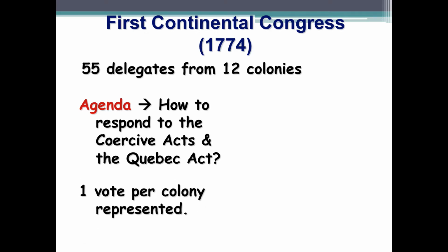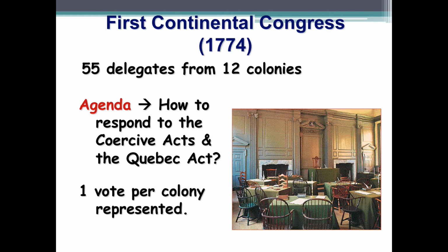Each colony was represented by one vote. No matter how many people you sent, you can send 3, 4, or 5, your colony only got one vote. It's not like these guys all agreed. They all came from different colonies. They had different objectives. They had different thoughts. For instance, North Carolina, they felt like they weren't being punished at all. Why should we really care so much?